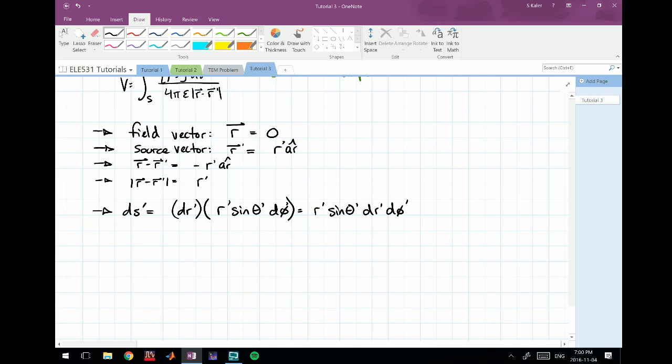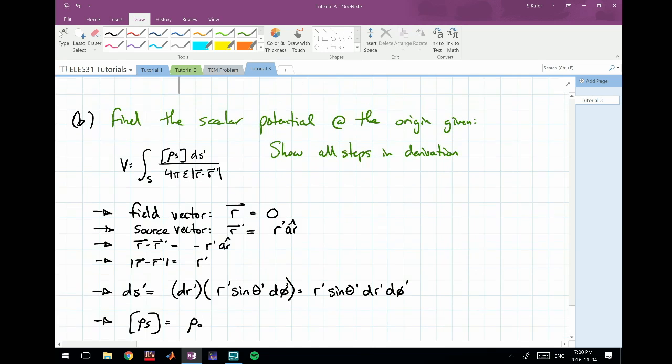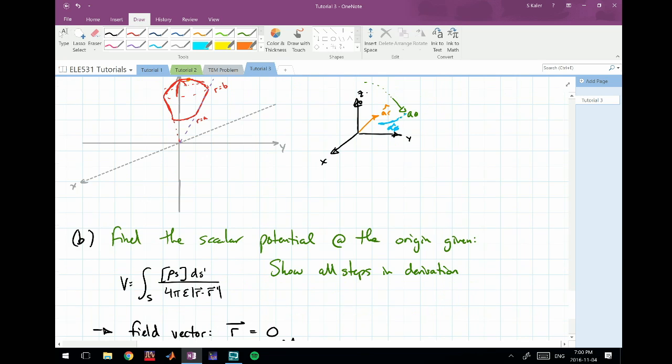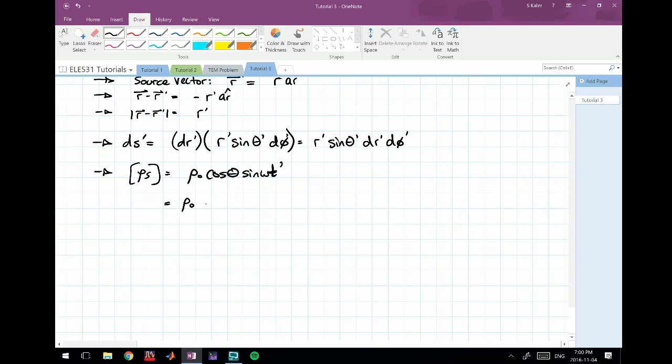Okay. Now the last thing we have to do is this rho s, and these little square brackets mean that it has the time retardation on it. So this is going to be rho naught cos theta sine omega t. We're actually going to replace t with t prime, because t prime takes into account the time retardation. And we're also going to substitute theta equals beta, because we know that to be true, right? So we have rho naught cos beta.